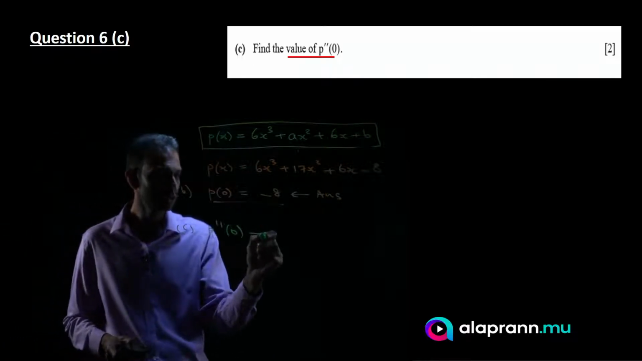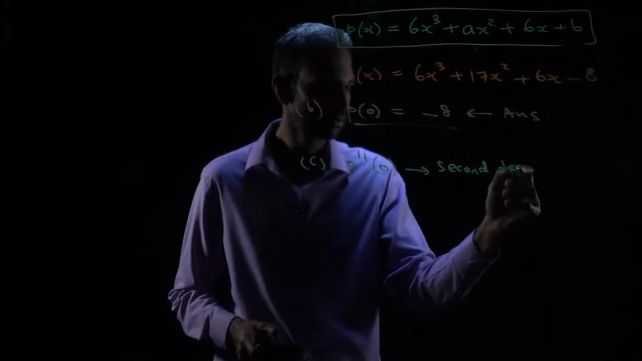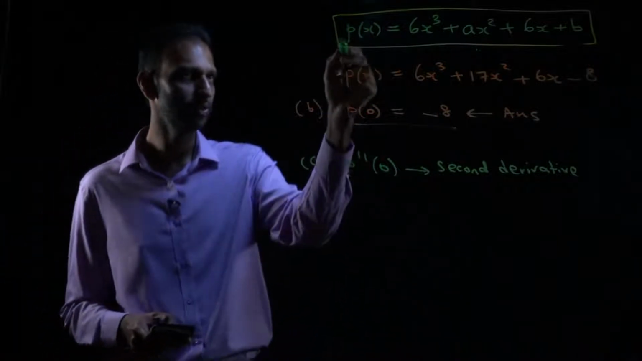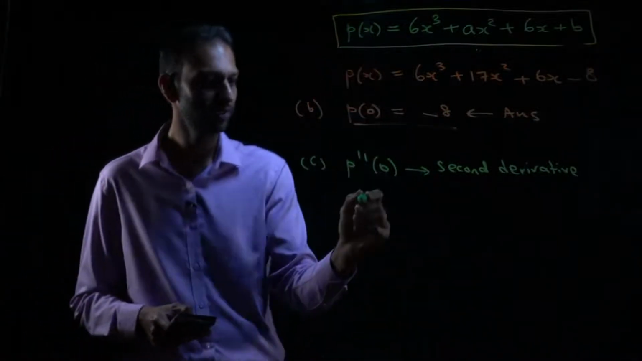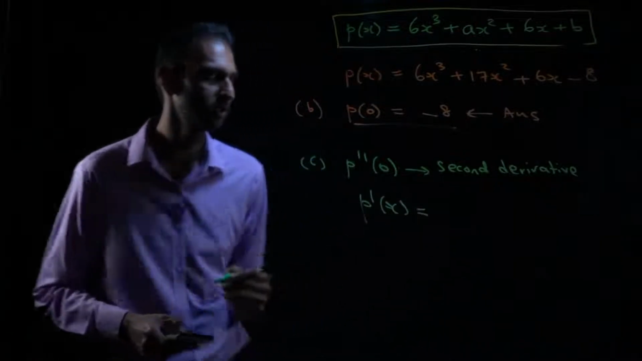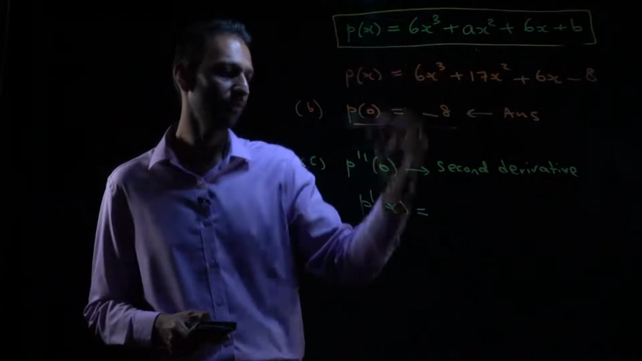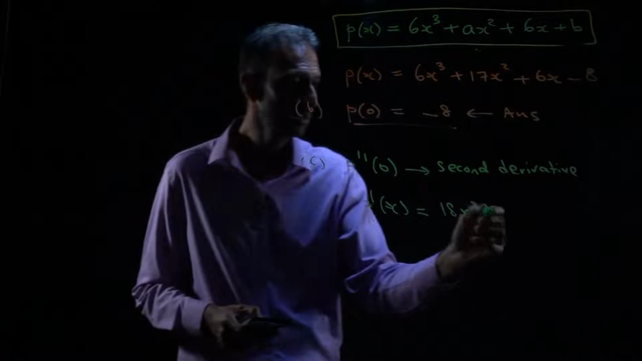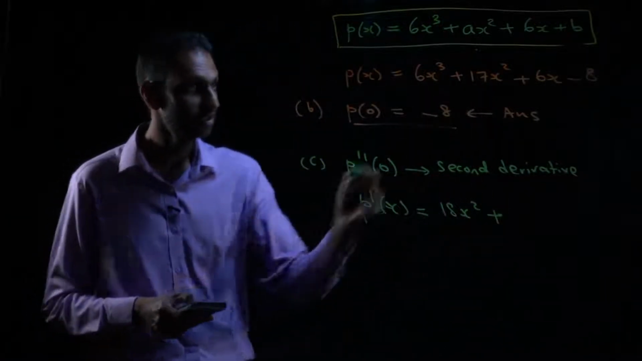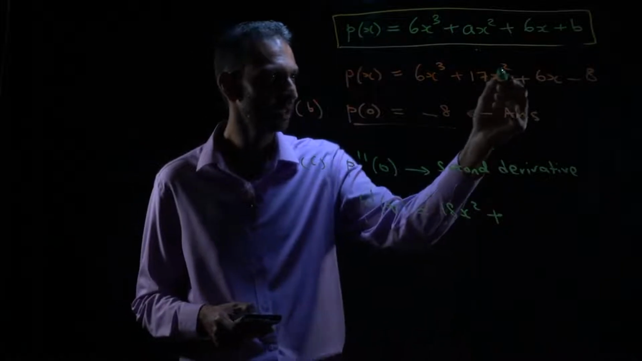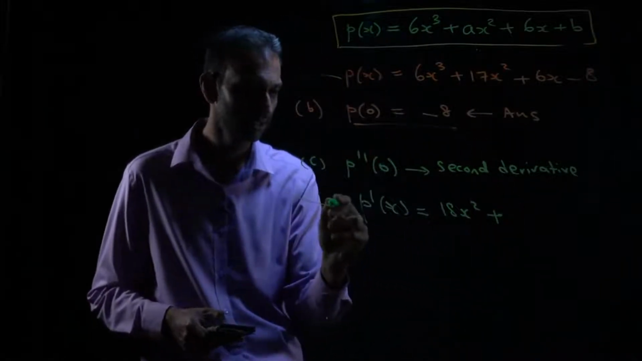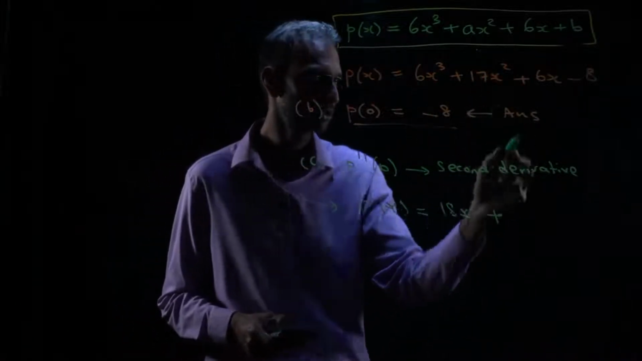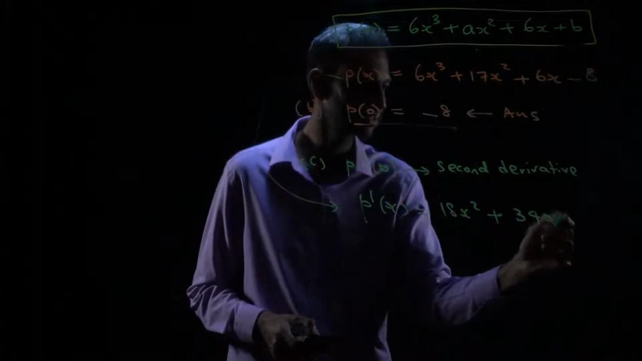So, p'' means what? It means second derivative. P'' means second derivative, so we need to differentiate p(x) twice. Let's find the first derivative, p'(x). p(x) is 6x cubed, so the first derivative is 3 times 6, which is 18x squared, plus 2 times 17, which is 34x.